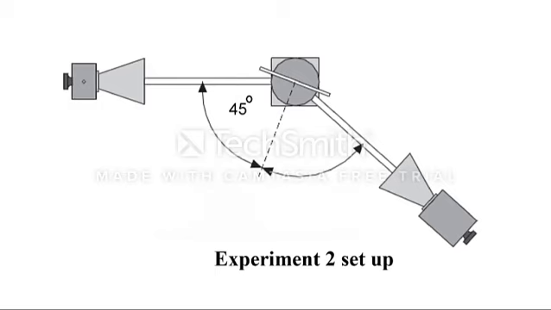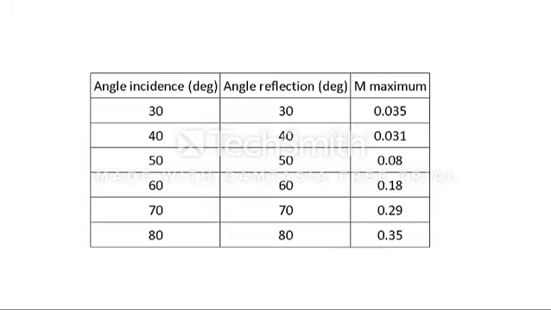For experiment 2, we investigated the property of light reflection. Between our microwave transmitter and receiver on our setup, we placed a flat reflector plate. The angle between the incident wave from the transmitter and a line perpendicular to the reflector surface was adjusted to be exactly 45 degrees. By turning the reflecting mirror component to specific angles between 30 and 80 degrees, we measured receiver values shown as M in the table.